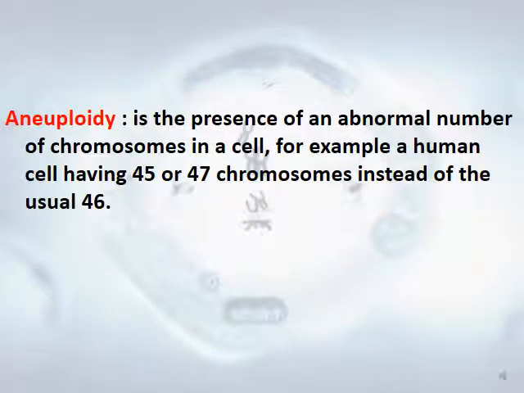Aneuploidy. What is aneuploidy? Aneuploidy is the presence of an abnormal number of chromosomes in a cell, like in the case where we have an extra chromosome or one chromosome fewer. For example, a cell having 45 chromosomes, one less, or 47 instead of 46. So this is called aneuploidy.